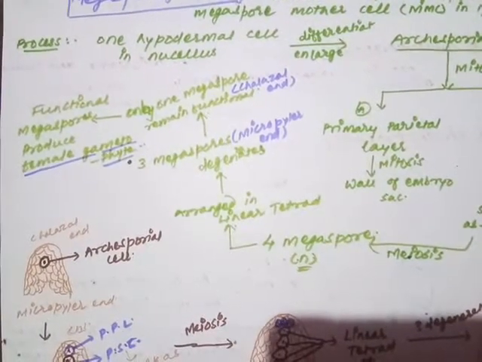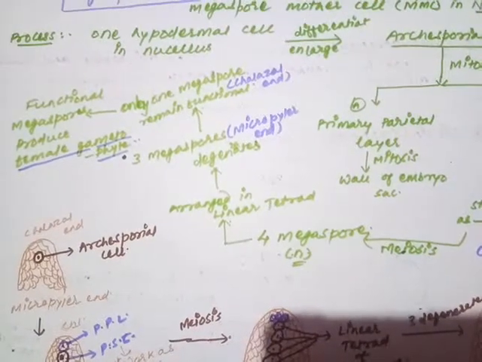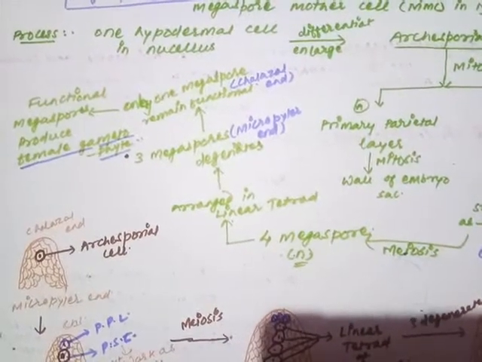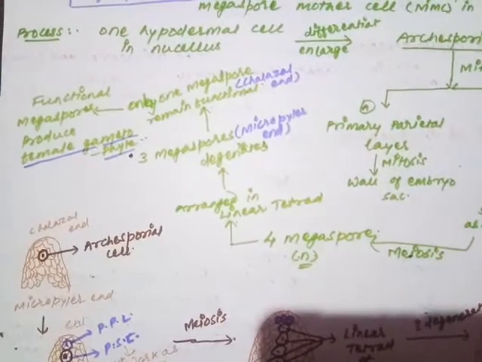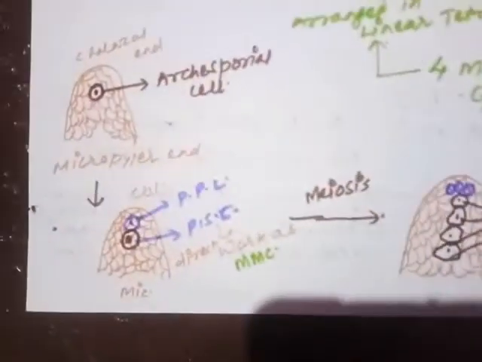In case of microsporogenesis, one microspore mother cell will give four microspores, while in case of megasporogenesis, one megaspore mother cell will give rise to only one megaspore. Okay, so continue. Just try to understand with the help of the diagram.